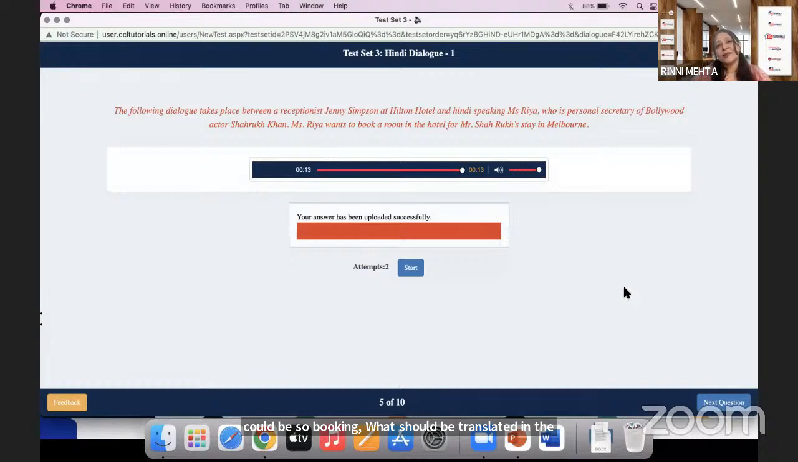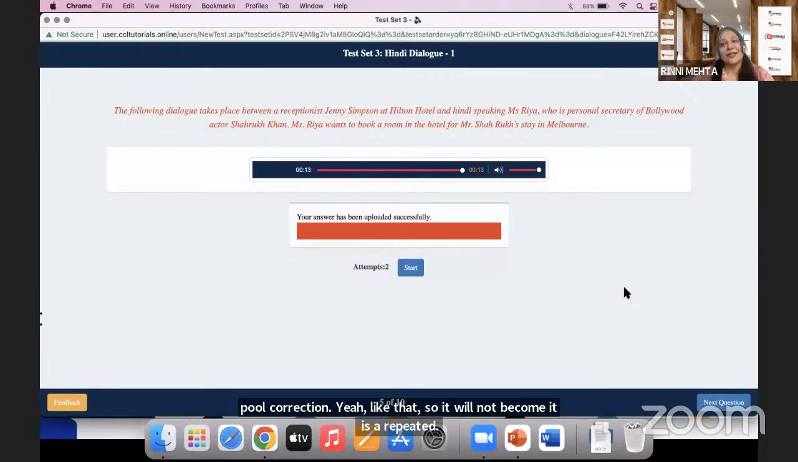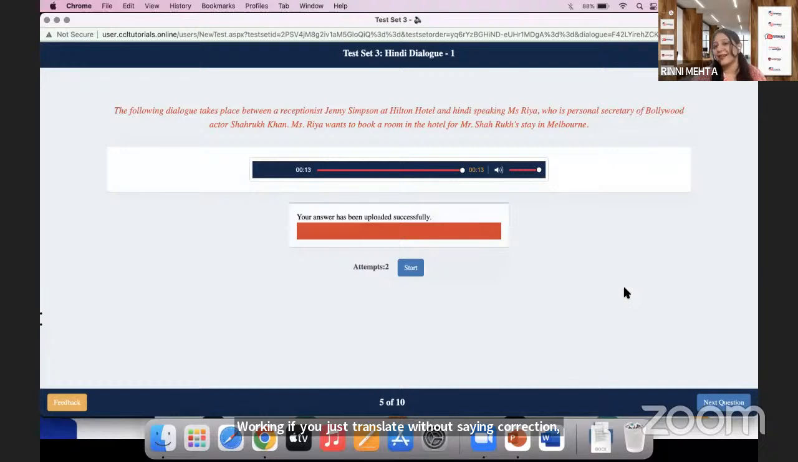Second thing, there was a scope of using the correction tool. When you said please in English, and then you corrected yourself in Hindi, krupya, there you must insert the correction tool: correction, krupya, like that. So it will not be counted as repeated reworking. If you just translate without saying correction, it is the first point towards repeated reworking. If 4-5 points are there, they directly give fail. So yes, we need to improve on that.